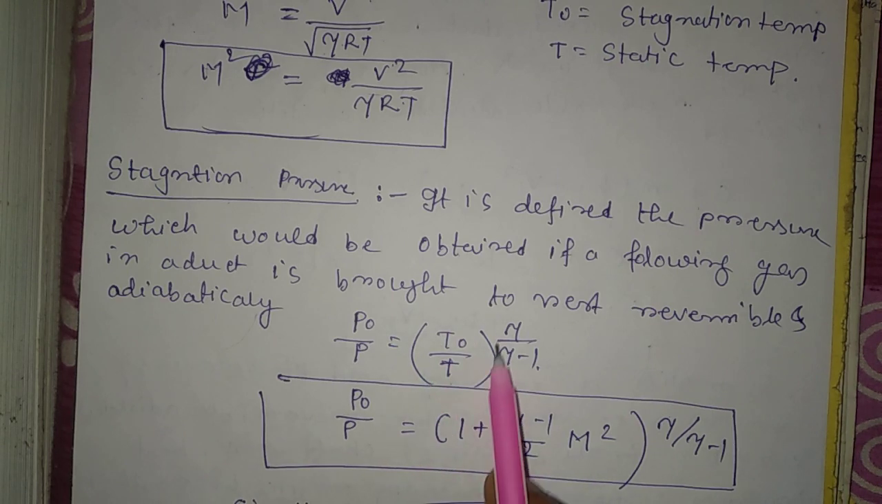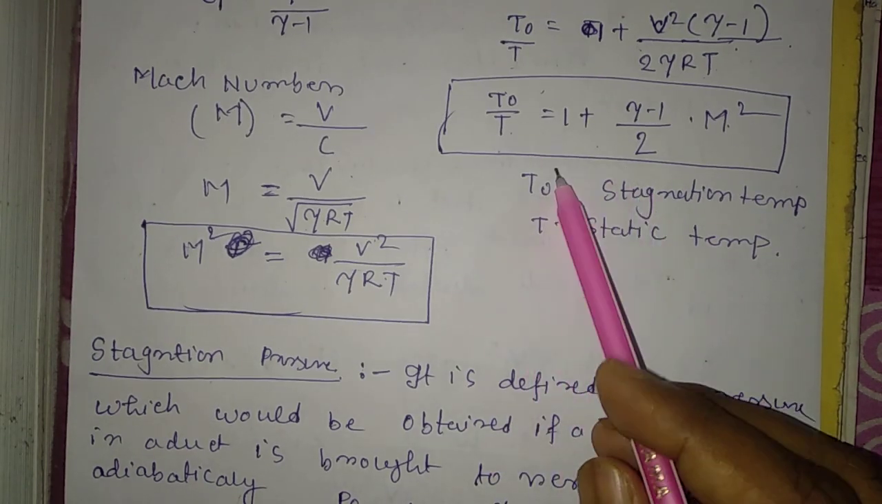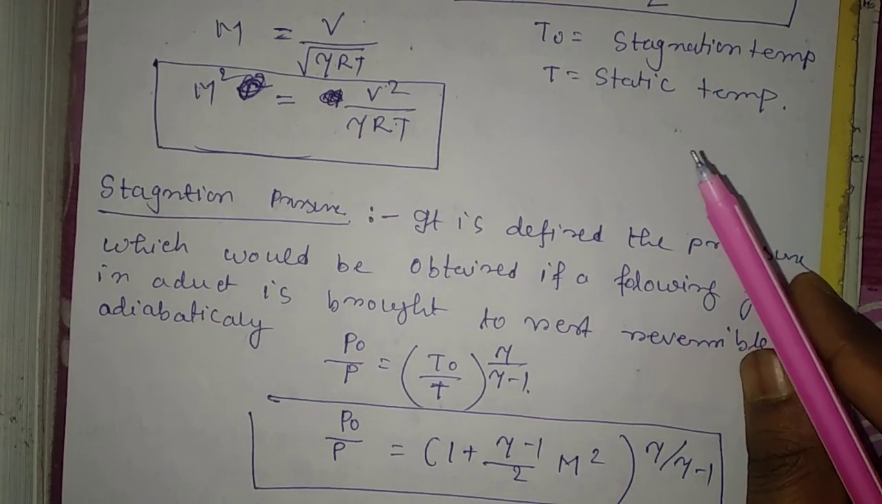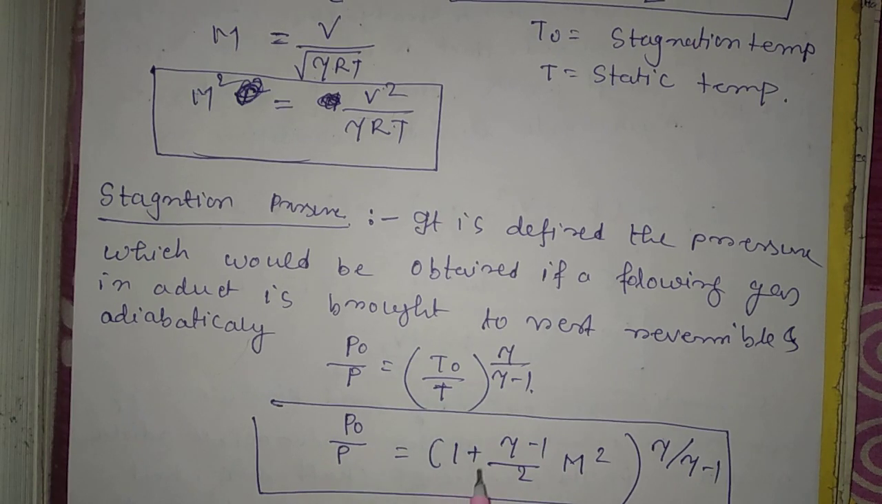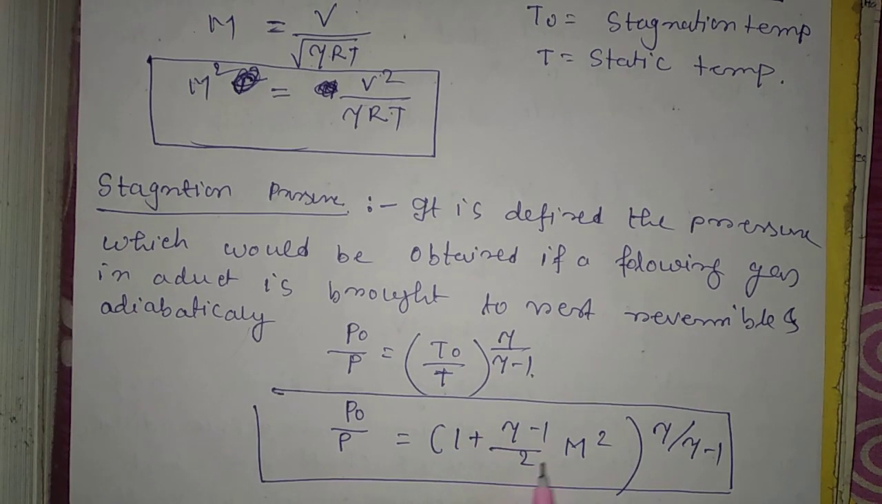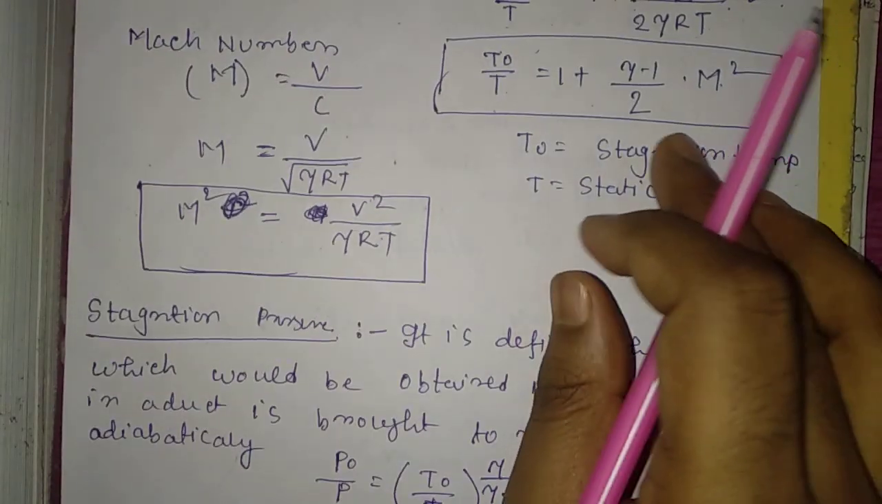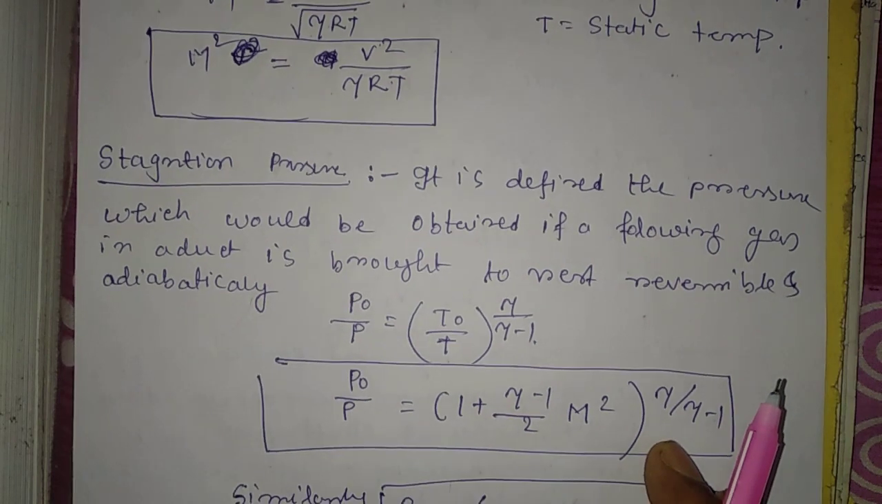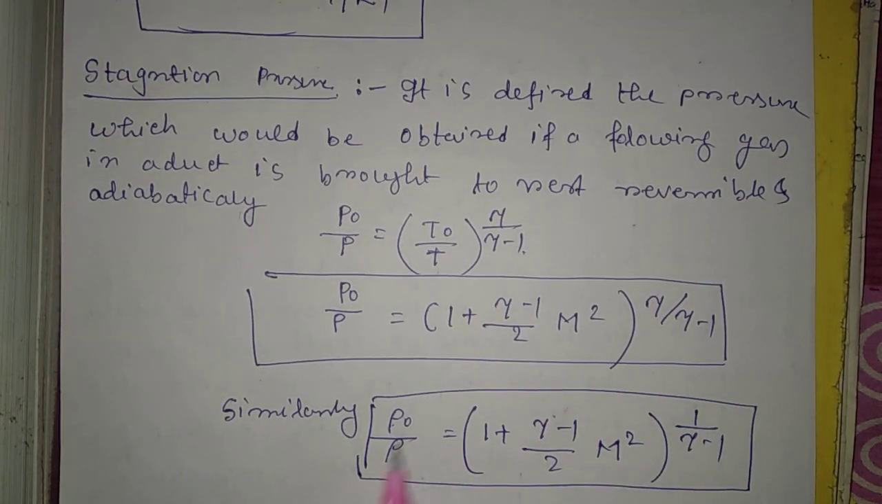So in terms of T0 by T, already proved that T0 by T is equal to 1 plus gamma minus 1 by 2 into M square. So P0 by P is equal to 1 plus gamma minus 1 by 2 into M square, to the power gamma divided by gamma minus 1. Similarly, you can also write for stagnation density, rho 0 by rho, which will be the same. You can try yourself, that will be 1 plus gamma minus 1 by 2 into M square to the power 1 by gamma minus 1.